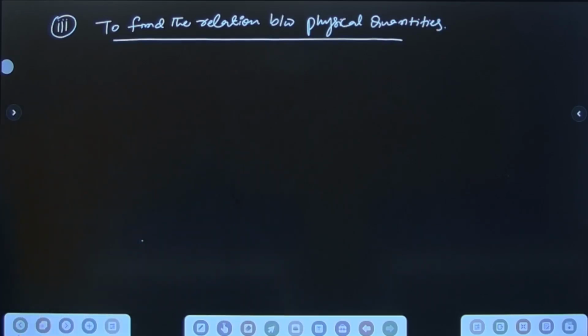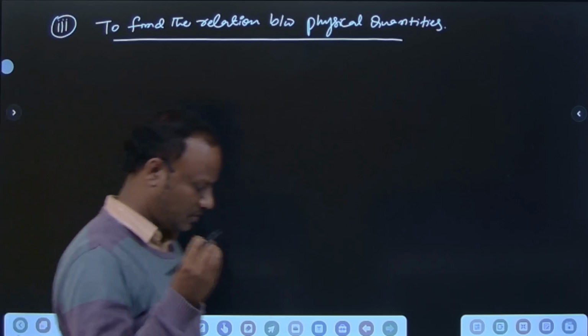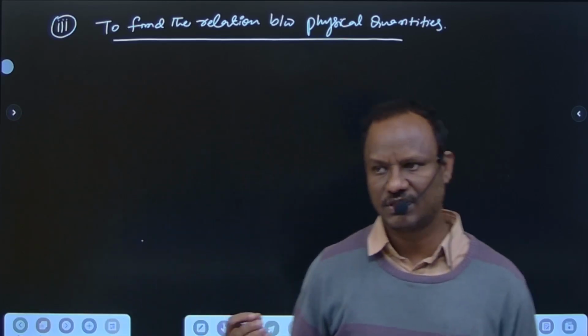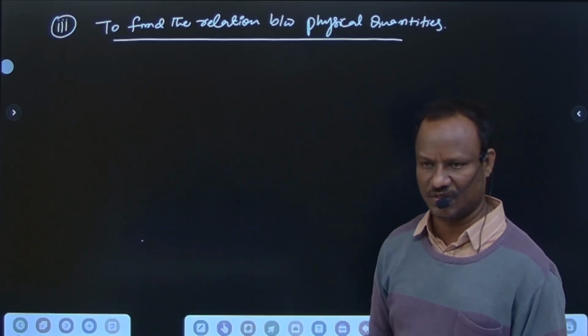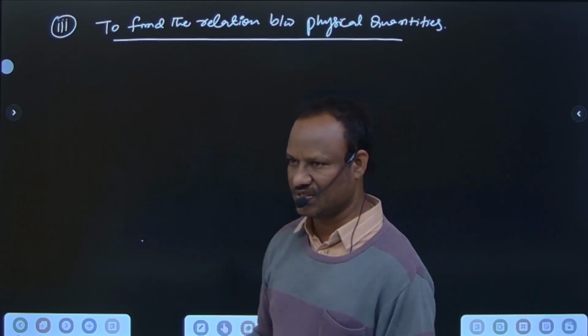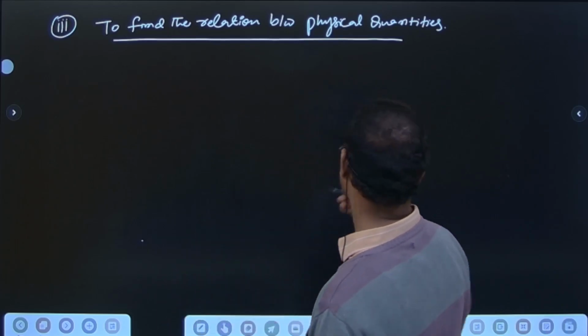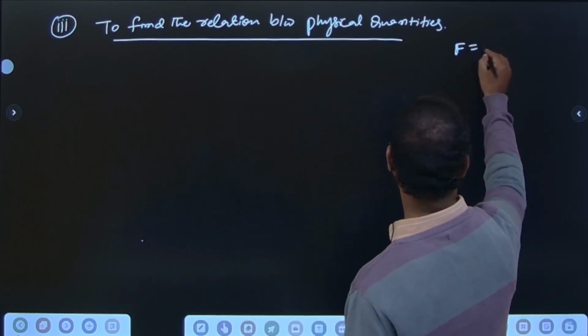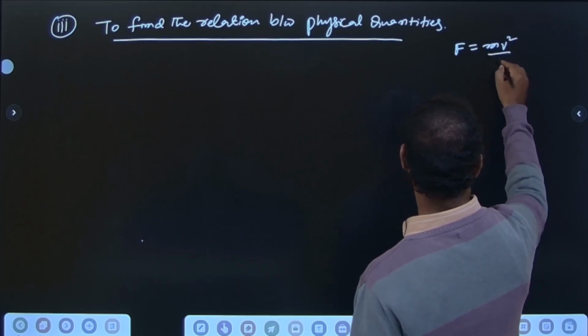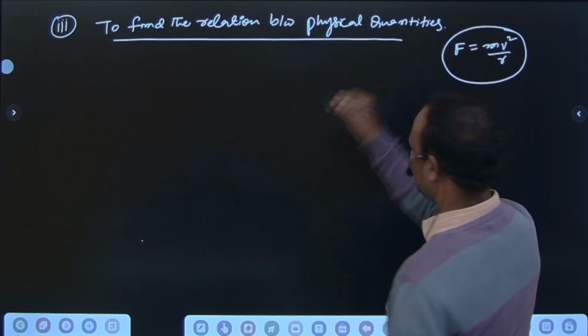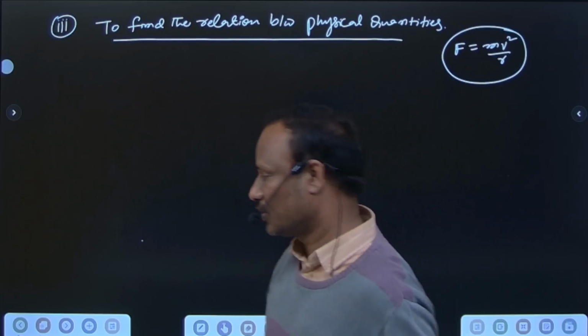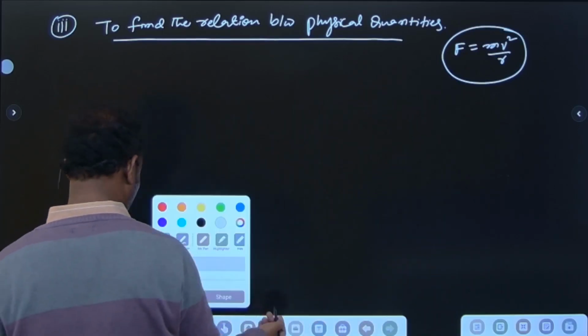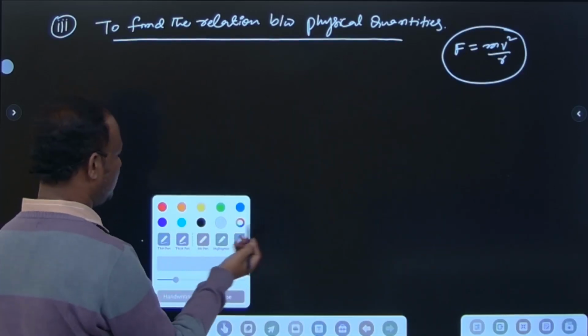For this problem, I'll show the relation with an example. Take centripetal, or central, force. Central force F is equal to mv square by r. I know this formula. This is my known formula. The question will be given to you. Not only in terms of this, any relation may be mentioned.